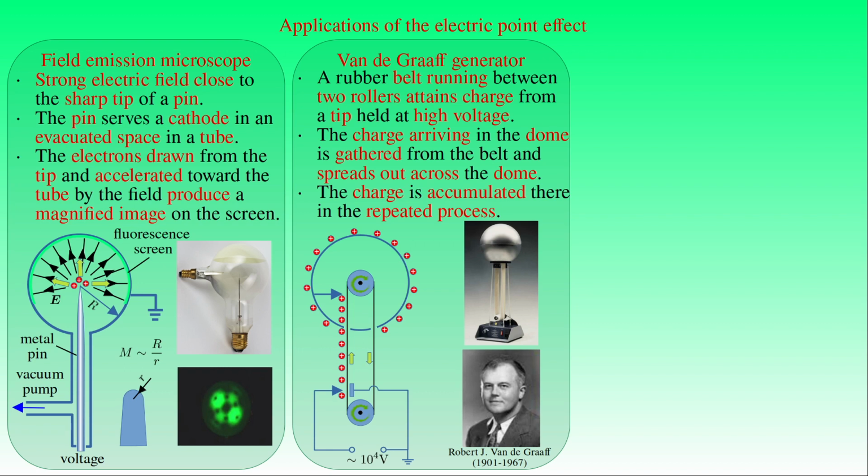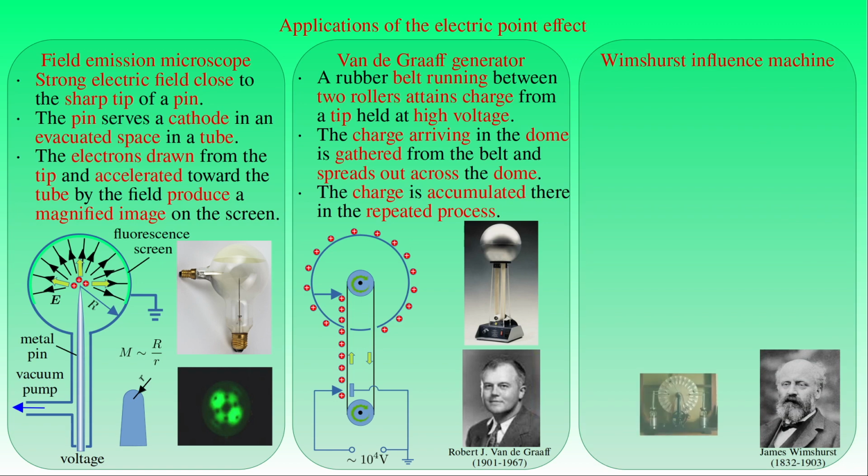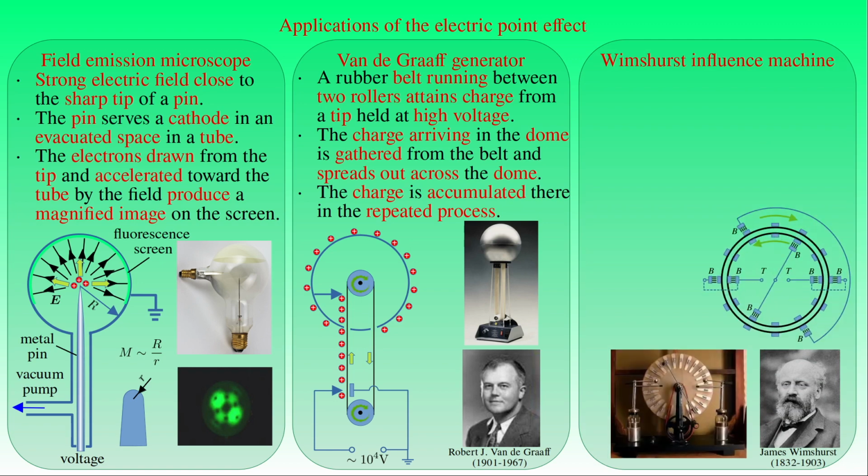The upper limit of the static voltage produced by a Van de Graaff generator may reach up to several million volts, and the device was used to accelerate particles up to reasonably high energies in nuclear physics. The last example for the application of the electric point effect is another electrostatic generator or influence machine invented by James Wimshurst, a British electrical engineer. The photo in the schematic figure illustrates its operation.